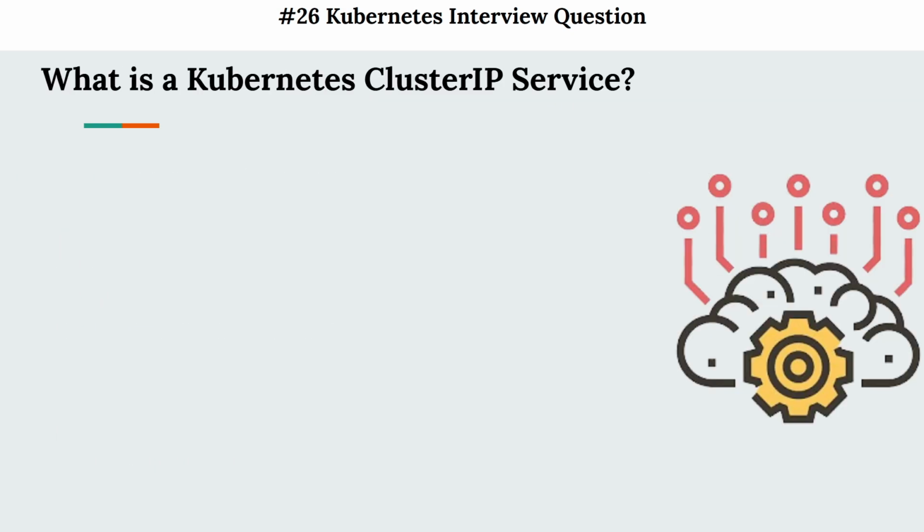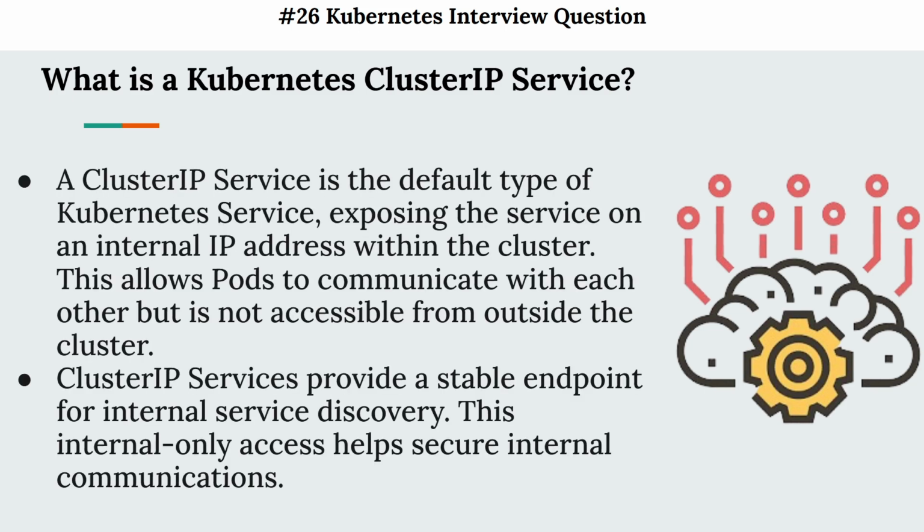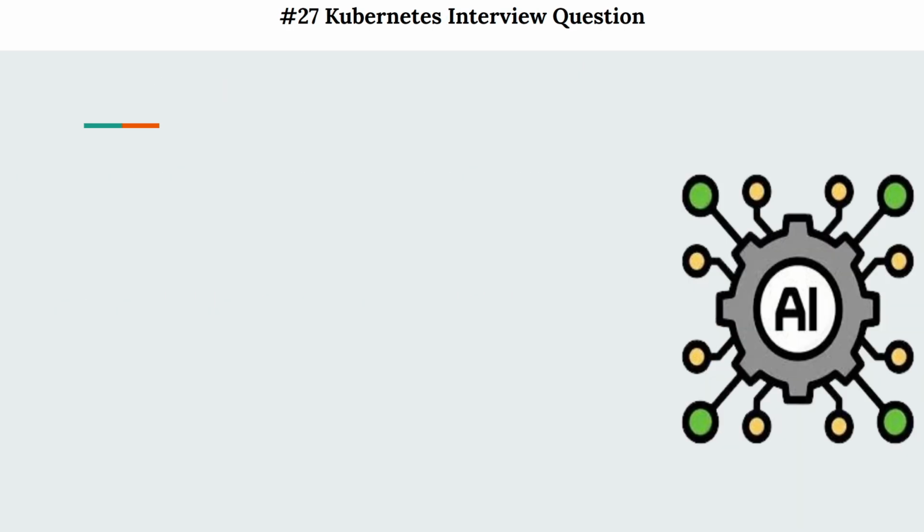What is a Kubernetes cluster IP service? Let's see the answer. A cluster IP service is the default type of Kubernetes service, exposing the service on an internal IP address within the cluster. This allows pods to communicate with each other but is not accessible from outside the cluster. Cluster IP services provide a stable endpoint for internal service discovery. This internal-only access helps secure internal communications. Let's move to the 27th question.